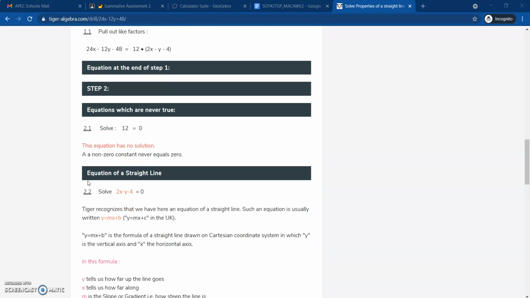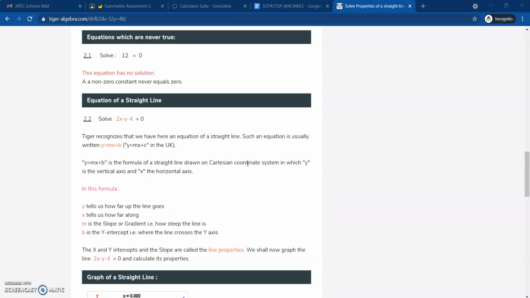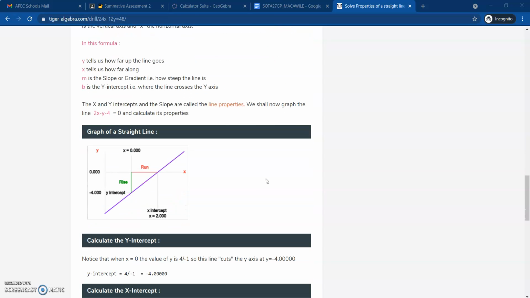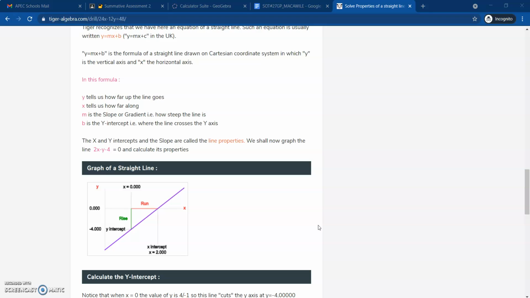So this next step is the equation of a straight line. So 2x minus y minus 4 is equal to 0. You recognize that we have an equation of a straight line, such as the equation usually written y equals mx plus b. That means y equals mx plus b is the formula of a straight line drawn on a Cartesian coordinate system in which y is the vertical axis and x the horizontal axis. So in this formula, the y tells us how far up the line goes, the x tells us how far along. M is the slope or gradient, i.e.